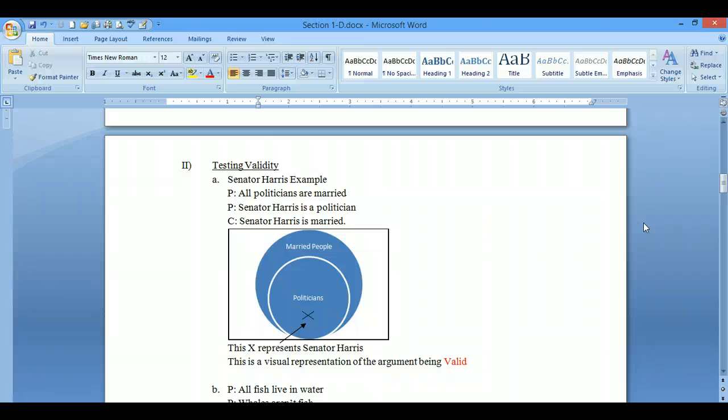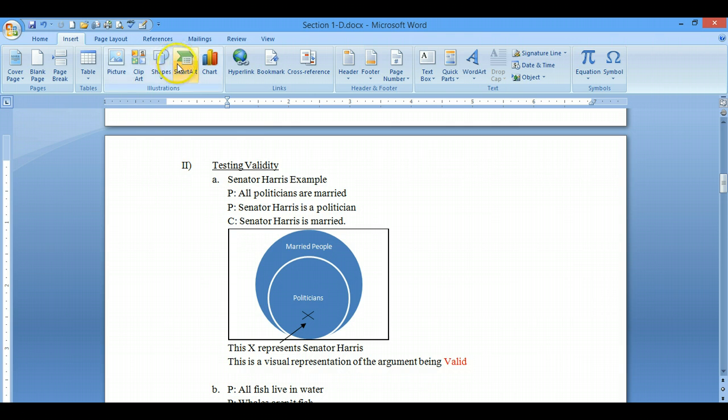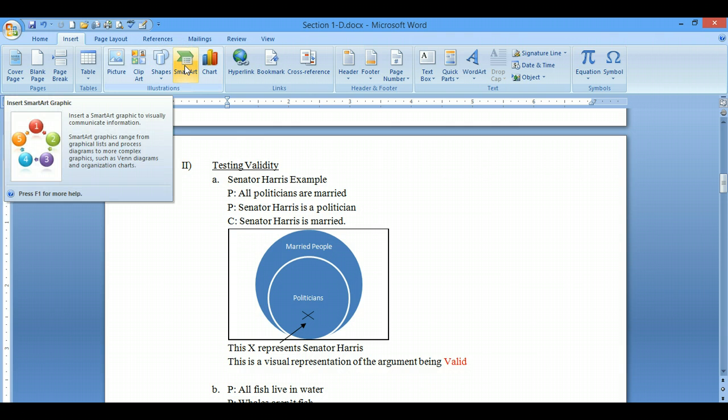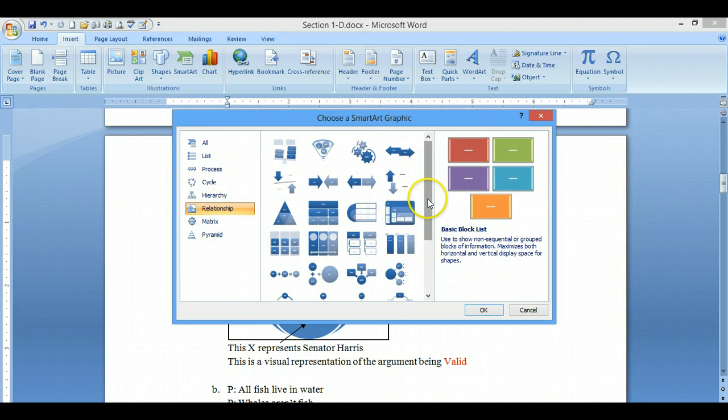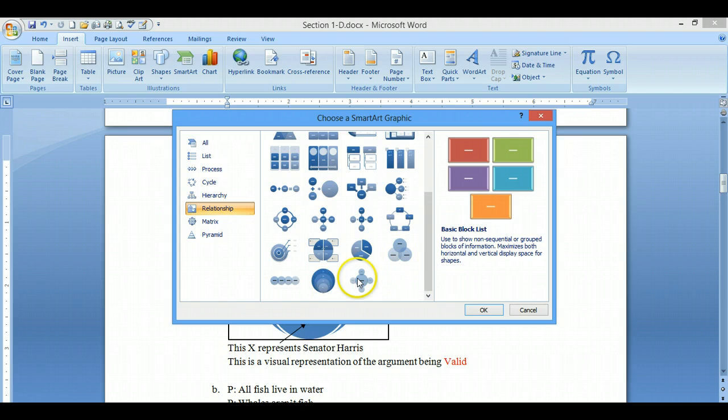So let's go back to the Senator Harris example. Our first premise is all politicians are married. The next is Senator Harris is a politician. And the conclusion is Senator Harris is married. So the way I'm going to do this is by creating a Venn diagram. Just as a quick refresher about creating Venn diagrams, you go into SmartArt, go to Relationship, scroll down, and here are our Venn diagrams.